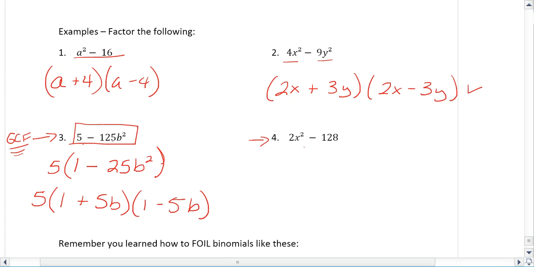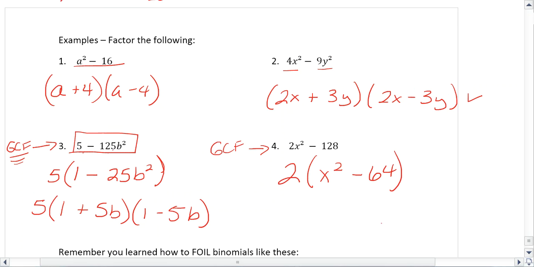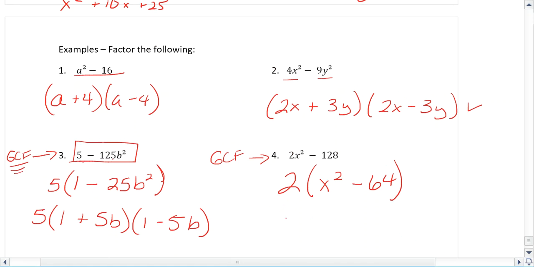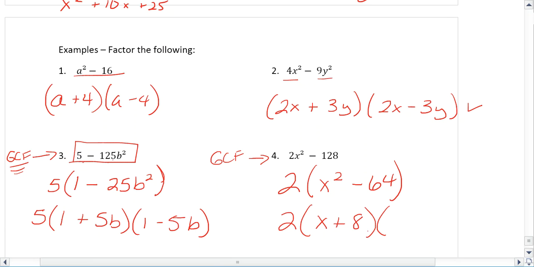All right, now why don't you push pause on the video and try number 4, and please keep in mind you may have to look for a GCF first. I hope you saw that they do share a GCF of 2, and factor that out first. And then 64 is a perfect square, so is x squared. So this is a conjugate problem. 2 times x plus 8 is in the parentheses, and x minus 8. And if you FOIL that out and then distribute your 2, this factoring checks.